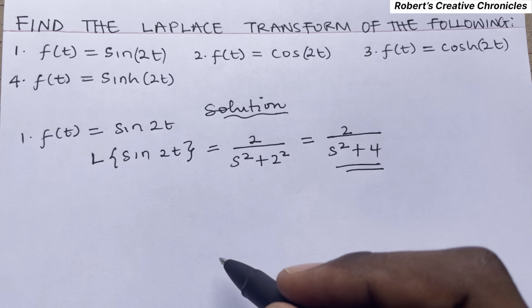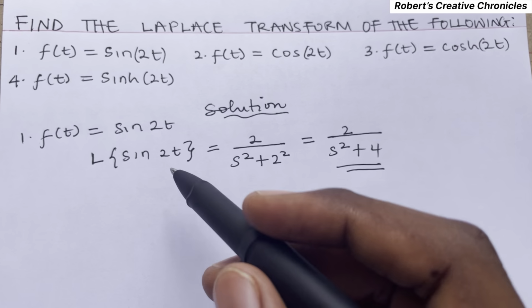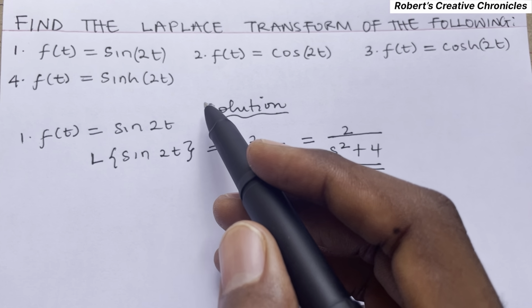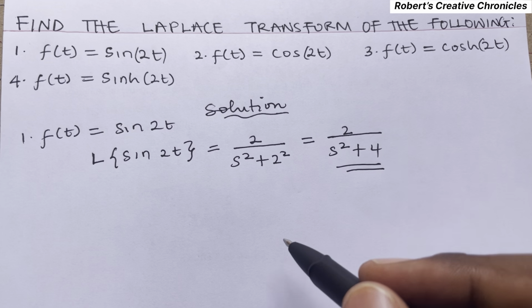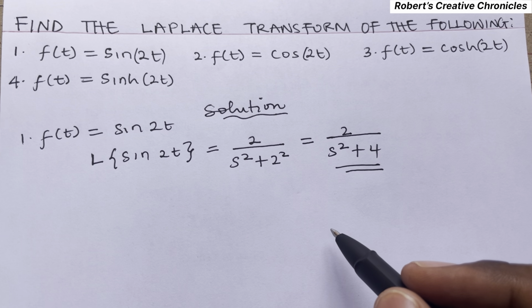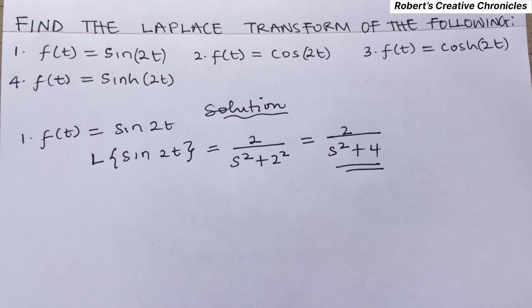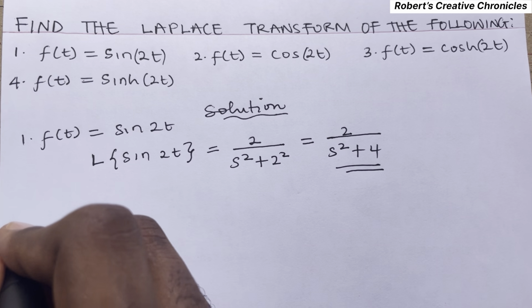Unlike the first principle method that involves finding the integral of e to the minus st dt from 0 to infinity, this is the shorter and faster method. So let's move to the second one.